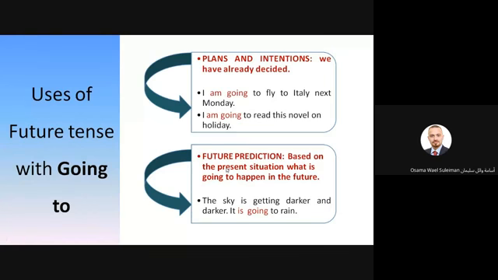What is happening in the present situation. Okay? So you see something in the present, then you predict about the future. For example, the sky is getting darker and darker.